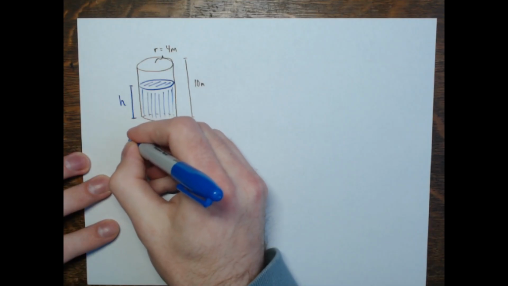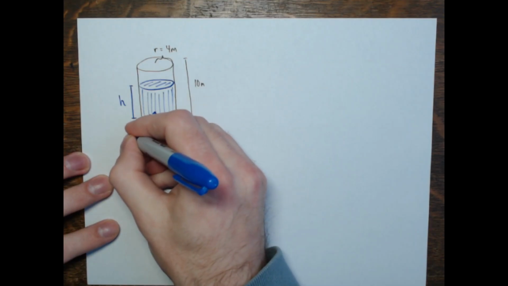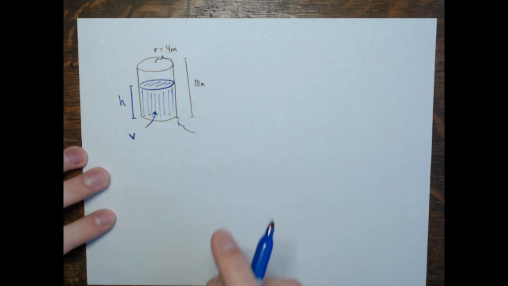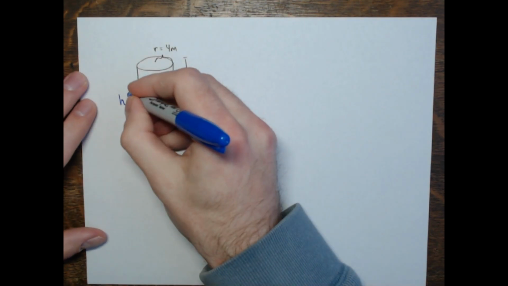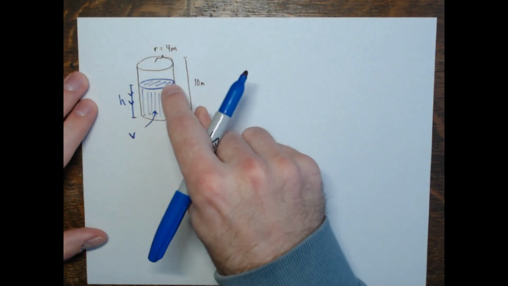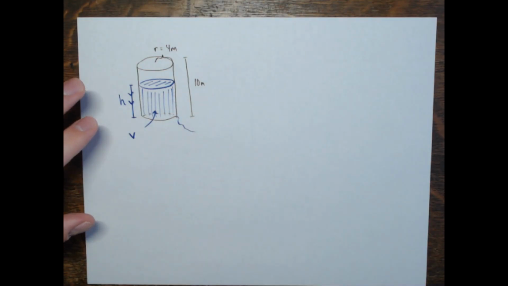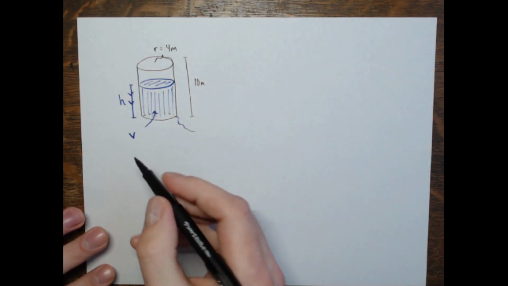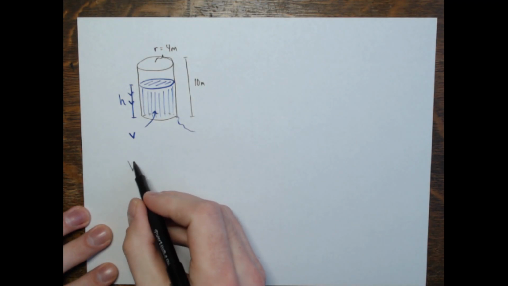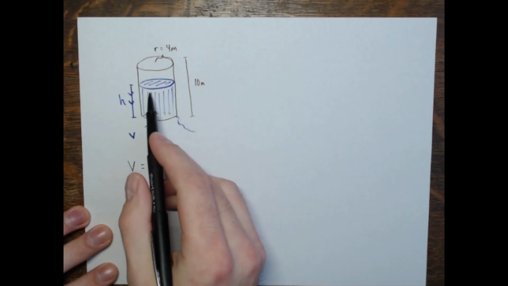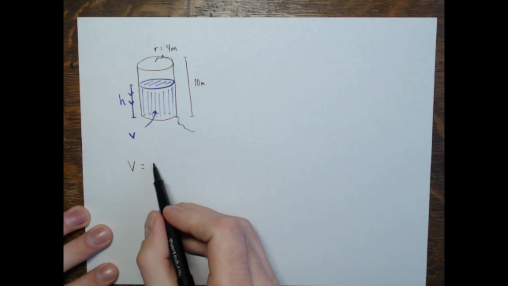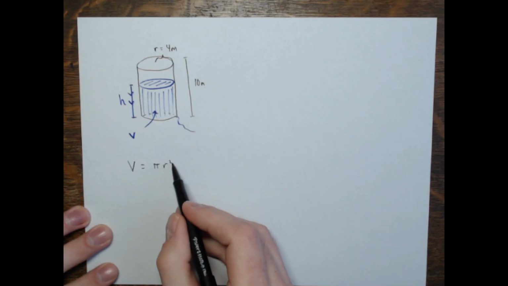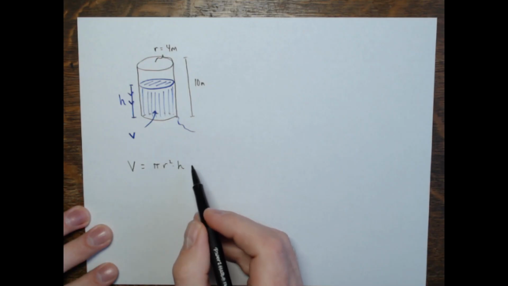And the volume, V, right? So the amount of stuff inside here is V. And they said there's a leak, water's coming out. So the height would be decreasing, right? The amount of water would be shrinking. So the volume of water here is going to be the area of the circle times the height, pi r squared times h.